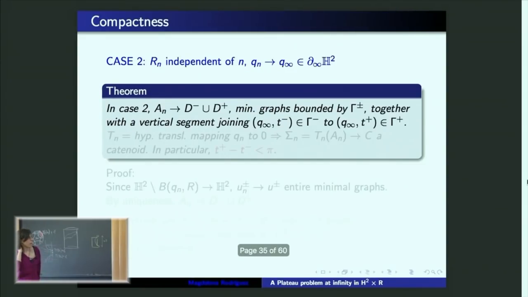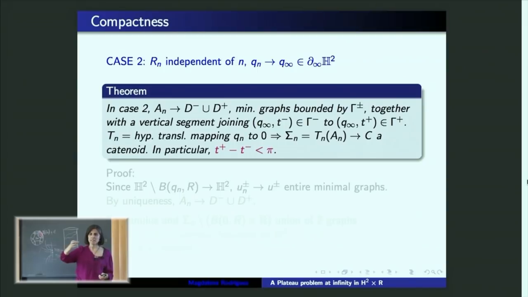In the second case, now you have a sequence of cylinders with the same fixed radii, but going to infinity. Okay? And what we are going to prove is that it happens exactly the same as for the catenoids. The limit is going to be the two entire graphs bounded by the Jordan curves that you have at infinity, joined by the vertical segment at infinity where everything is accumulating. Okay, and what is happening at infinity is that a catenoid, a real catenoid, is forming there. Okay, let's see the proof.